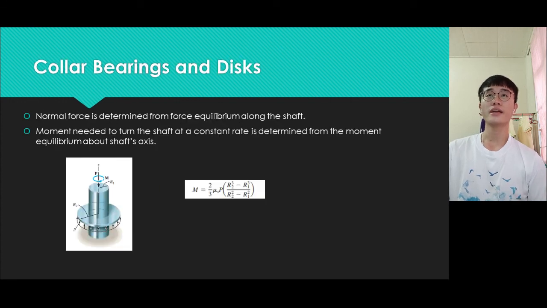The collar bearing and disc. The normal force is determined from the force equilibrium along the shaft. The moment needed to turn the shaft at a constant rate is determined from the moment equilibrium about the shaft axis. The formula given here is for us to calculate a question related to collar bearing and disc.